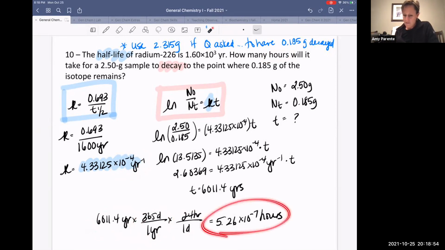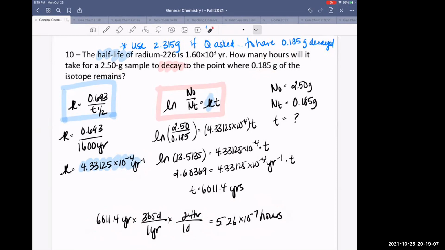And then I'm going to have, with 3 significant digits, because that's sort of what I have here with all my pieces, 5.26 times 10 to the minus 7th hours. Yep, totally makes sense now. I should have just paid attention to what the equation was telling me to do instead of what I've been doing for the other ones.